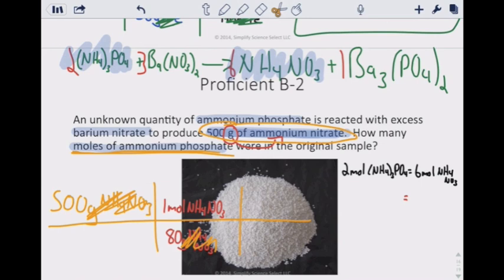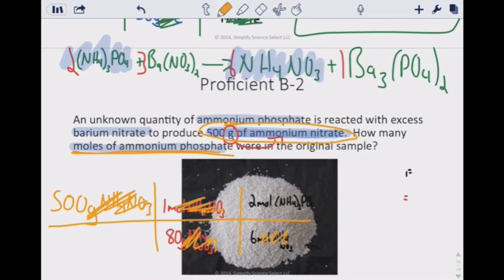So what's the only thing that says moles of ammonium nitrate? Well, 6 moles. So we put that on the bottom, and then we put the other half of that statement of equality on top. And we look at what cancels. Moles of ammonium nitrate cancel with moles of ammonium nitrate. We're left with 500 times 1 times 2, all divided by 80 times 6, which will give us a number right around 2.08 moles of ammonium phosphate that we started with.